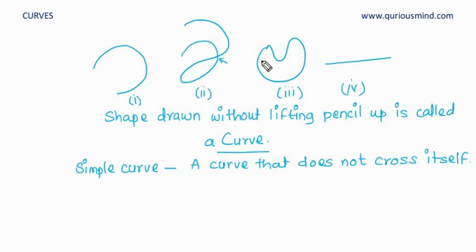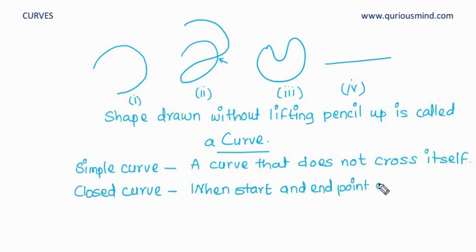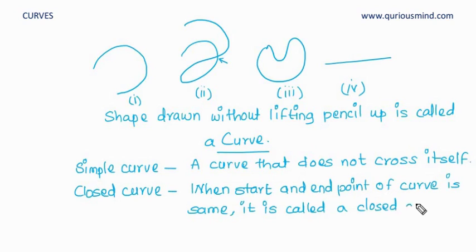But what is the difference between 1 and 3? The difference between them is that this one is not joining the start and end point, they are different. Whereas here the start and end point is the same. They join each other. So when a curve's start and end point join each other, it is called a closed curve. So this is a closed curve. Number 3 here is a closed curve.